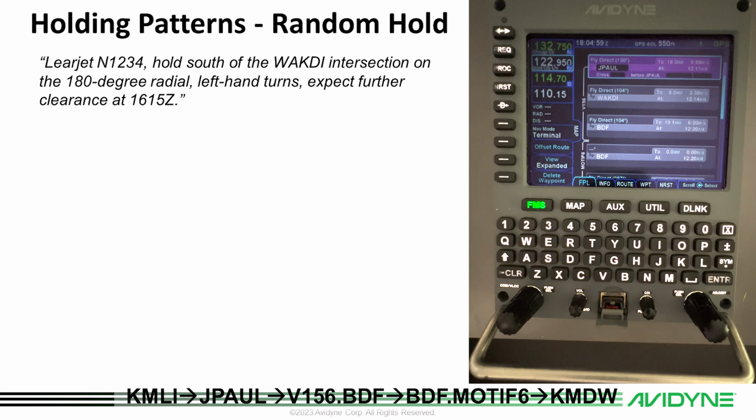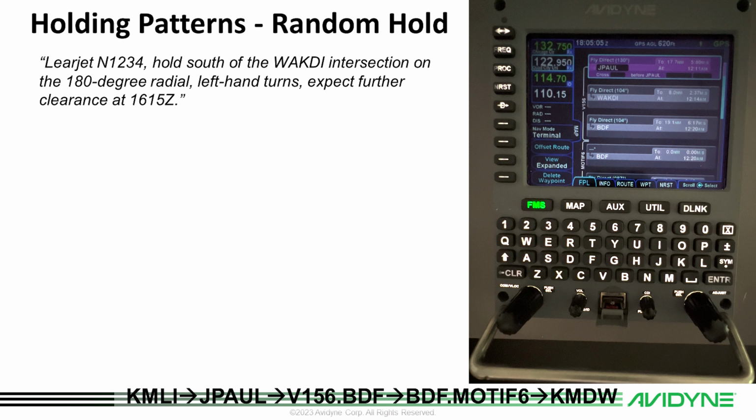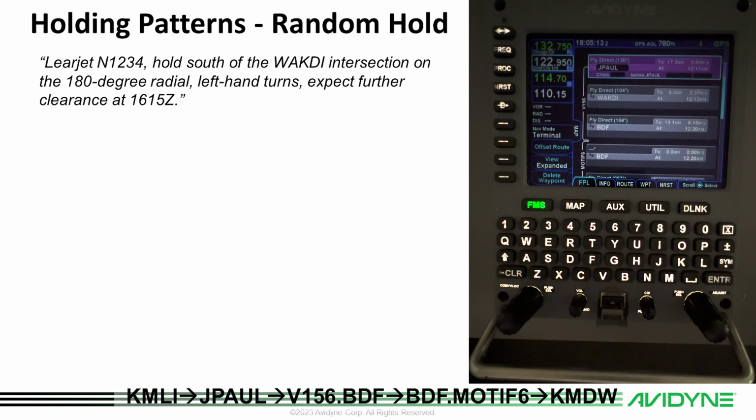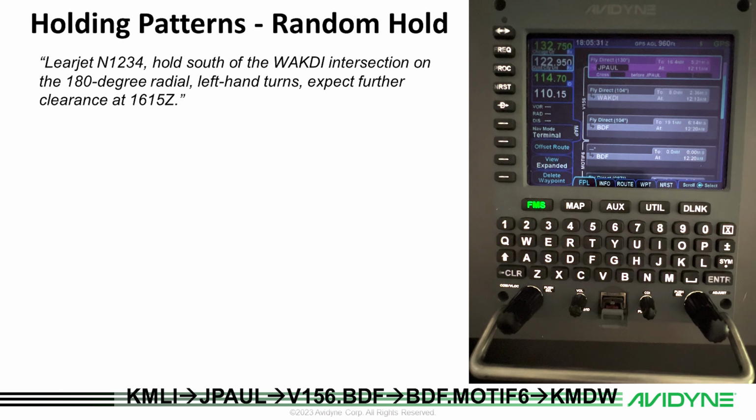As we are flying along, we get a call from ATC. Learjet November 1234, hold south of the Wakti intersection on the 180-degree radial, left-hand turns, expect further clearance at 1615 Zulu. This is a request for a random hold that is not published on the chart, but is arbitrarily defined by ATC, so as to keep you in proper airspace. Atlas can handle these requests very easily.